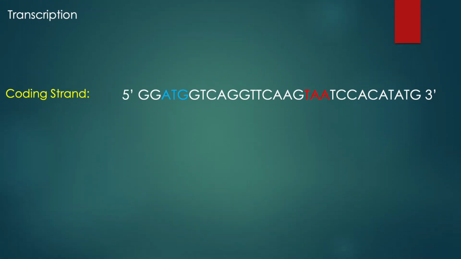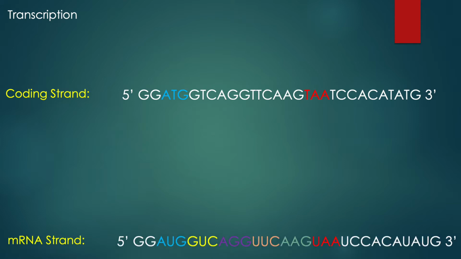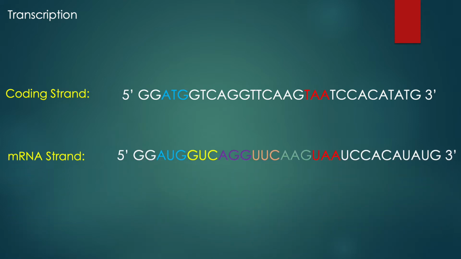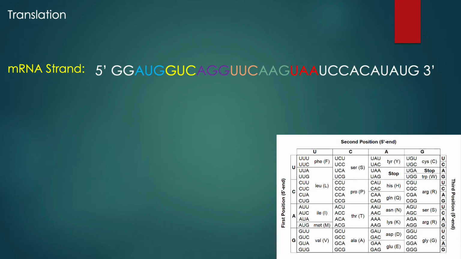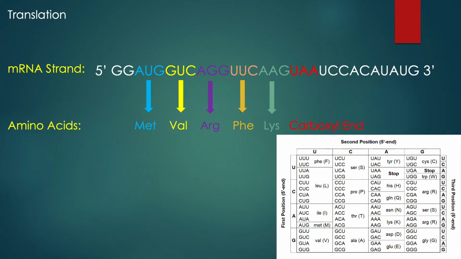After transcription, the mRNA strand will have the same sequence as the coding DNA strand, except the T's are replaced with the U's. Each codon has also been color-coded, so we can see the 5 amino acids with the stop codon at the end. Using the amino acid chart, these are the amino acids that are formed after translation. The UAA at the end doesn't code for an amino acid.